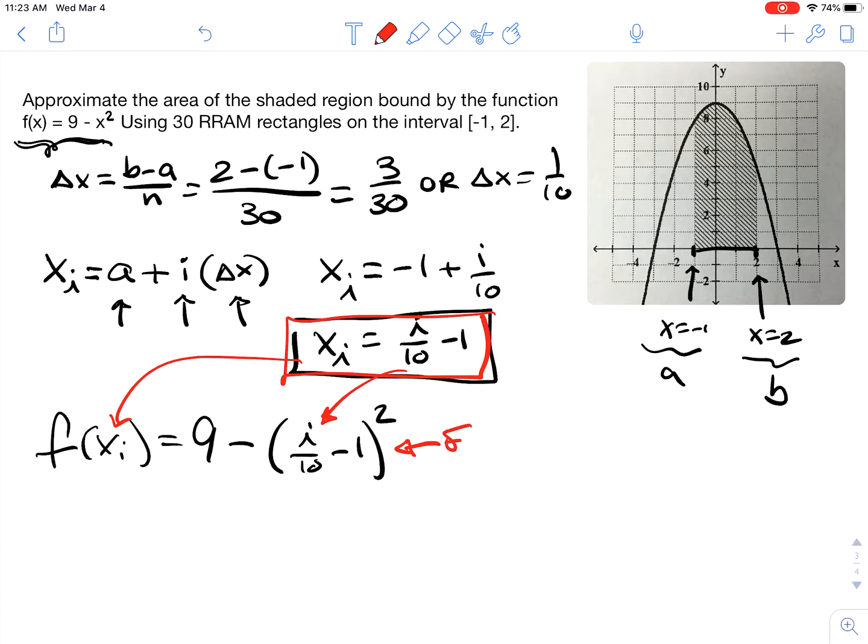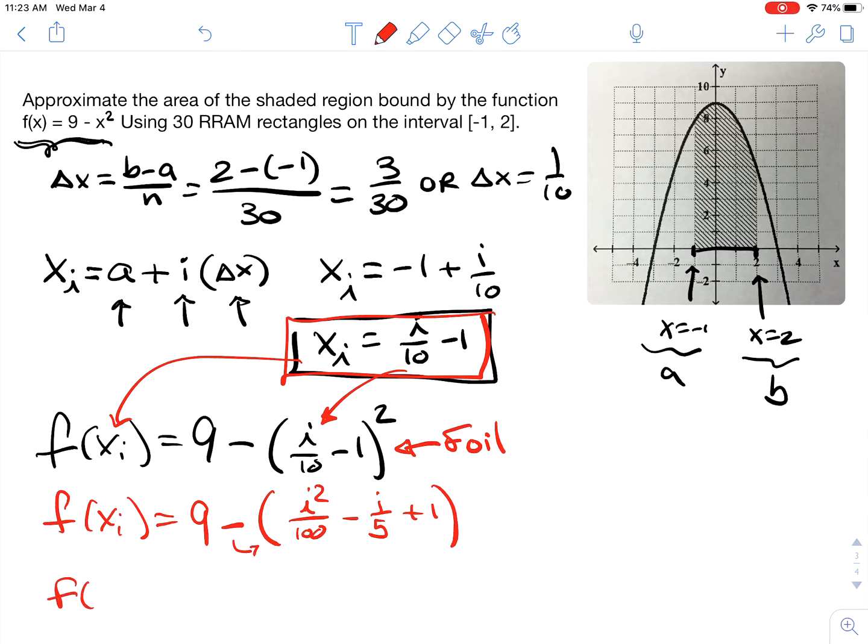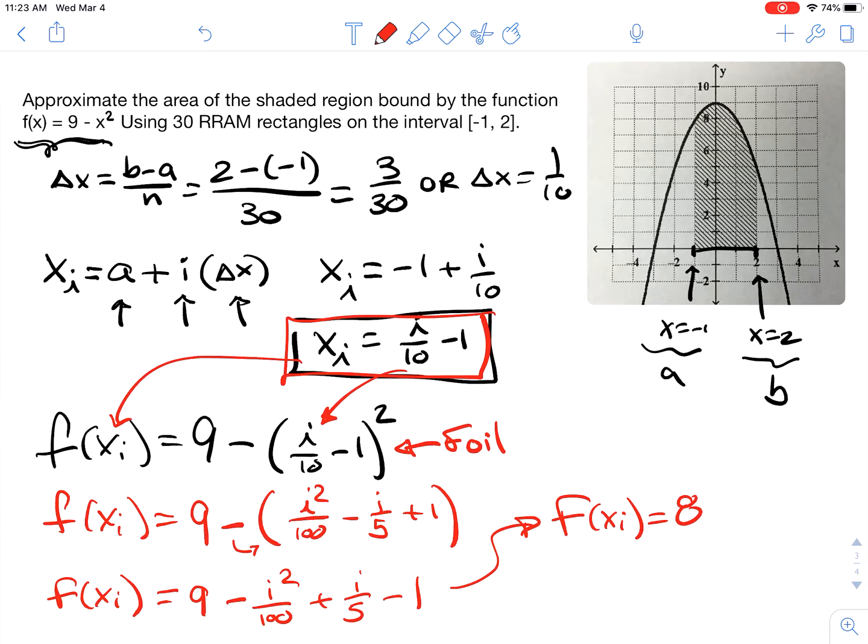Now we would like to FOIL this to simplify the algebra. So f of xi is equal to 9 minus, and when we FOIL this, we get i squared over 100 minus 2i over 10, which is i over 5, plus 1. So that has been FOILed, and now we can distribute this negative through the parentheses. And we have f of xi is equal to 9 minus i squared over 100 plus i over 5 minus 1. We can combine the constants and say that f of xi, 9 minus 1 is 8, minus i squared over 100 plus i over 5.